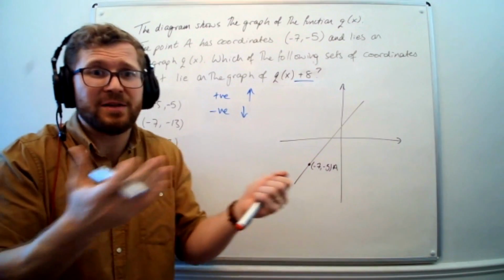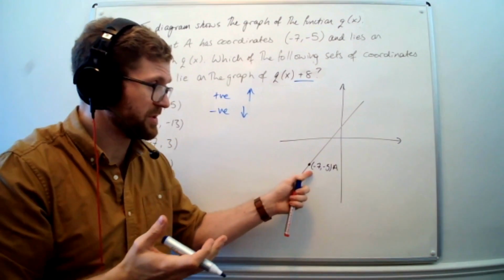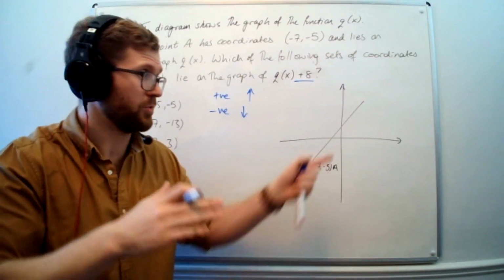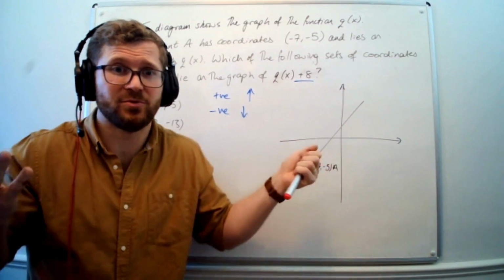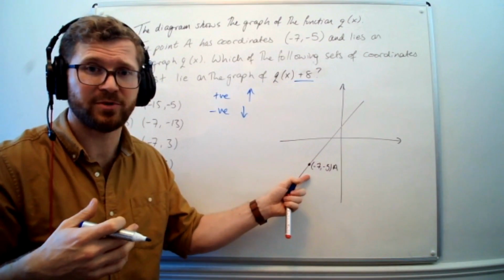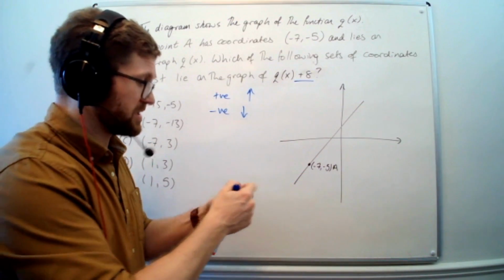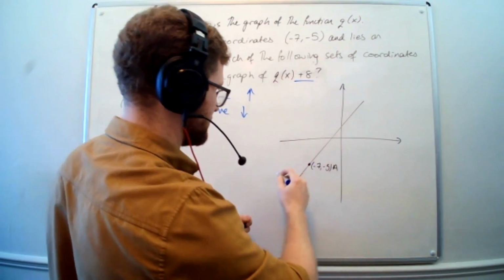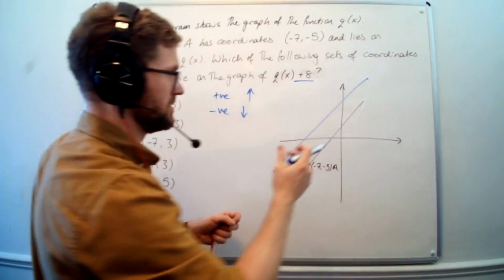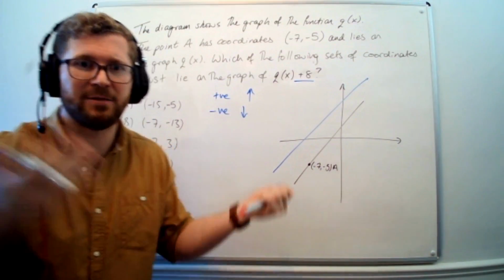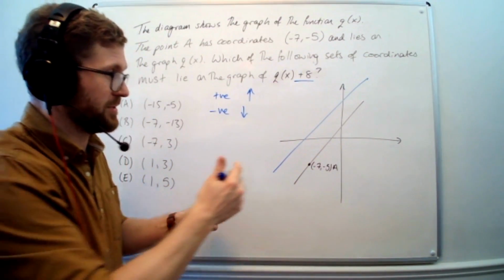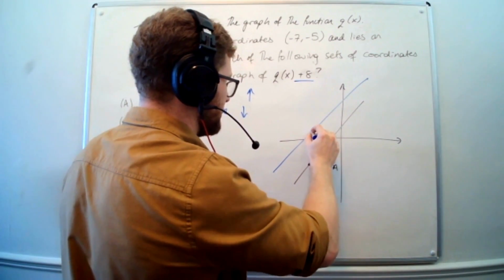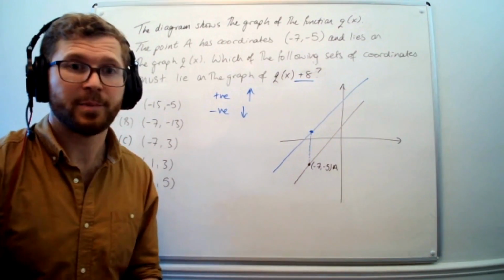Now, I don't know anything about q of x other than it goes through this point A at -7, -5. Don't know what the slope is. Don't know what the y-intercept is, don't know what the x-intercept is, don't know anything about it other than it goes through this point. So all I can do with this is to take the graph and lift everything up by 8 units. So hopefully I can draw a line parallel to the original, or just imagine that it's parallel because I've never been able to draw straight lines very well.